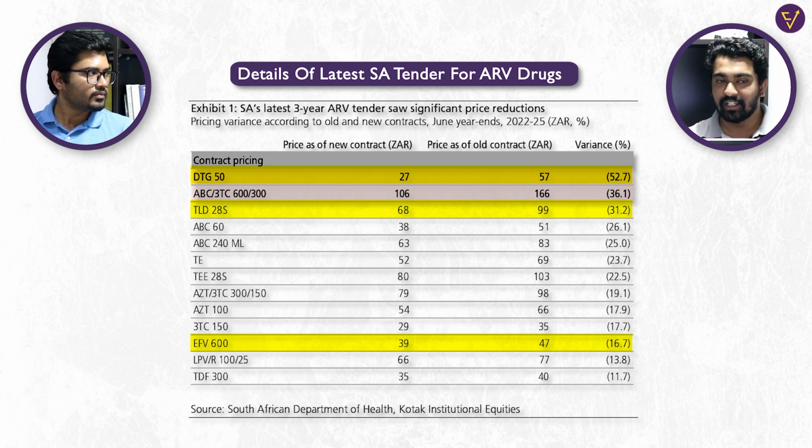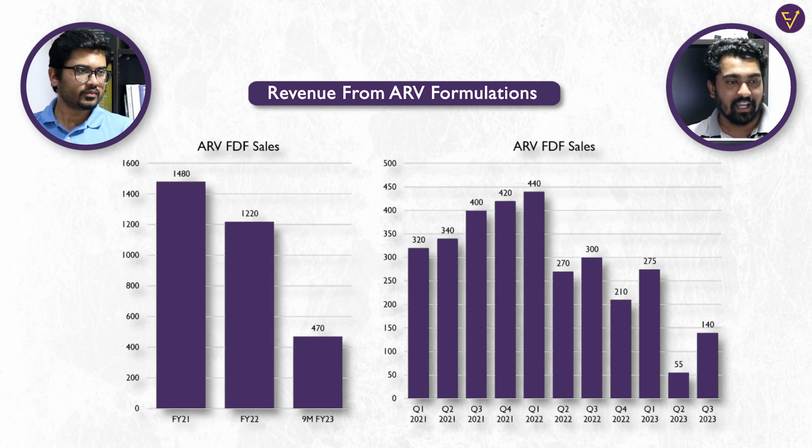So the South African tender, this was the pricing. So the expectation is that the tenders for the Global Fund and the PEPFAR tenders are also going to have very similar pricing. So there has been a significant price erosion in ARV FDFs, which can be seen over here in the ARV FDF sales quarter on quarter.